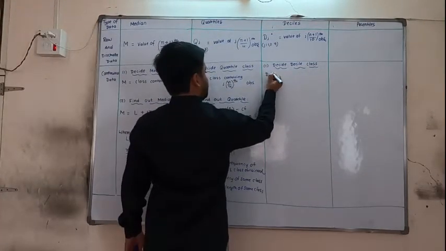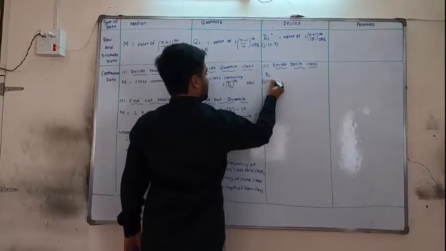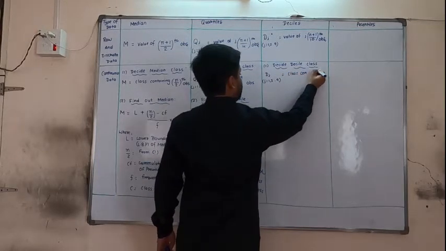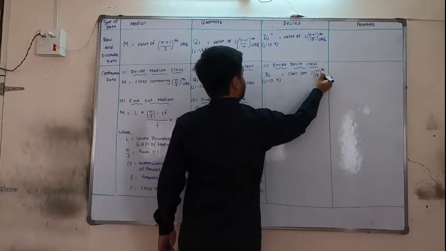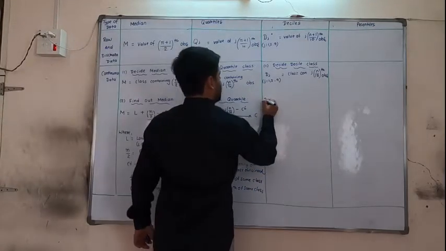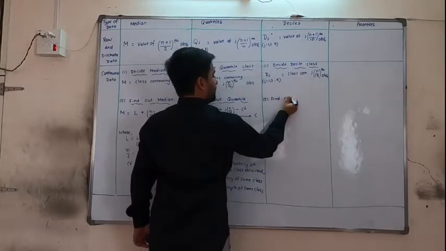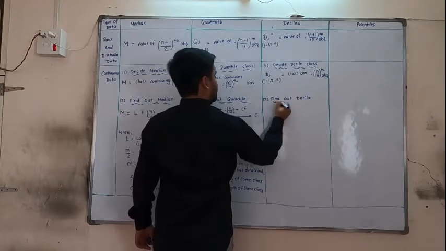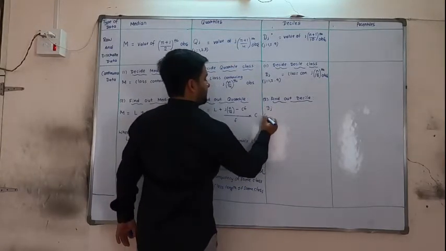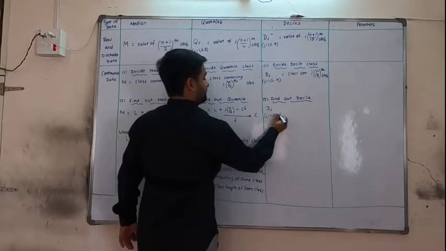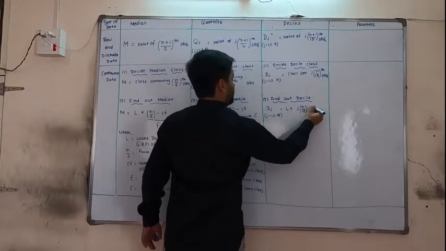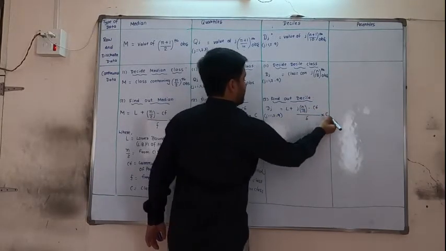Then DJ, where J equals 1, 2, ... 9, is the class containing the J n by 10th observation. Again the same thing. Instead of finding quartiles, we find deciles. Again the same formula, only the name is changed. DJ, where J is 1, 2, ... 9, equals L plus (J n by 10 minus Cf) upon F, multiplied by C.